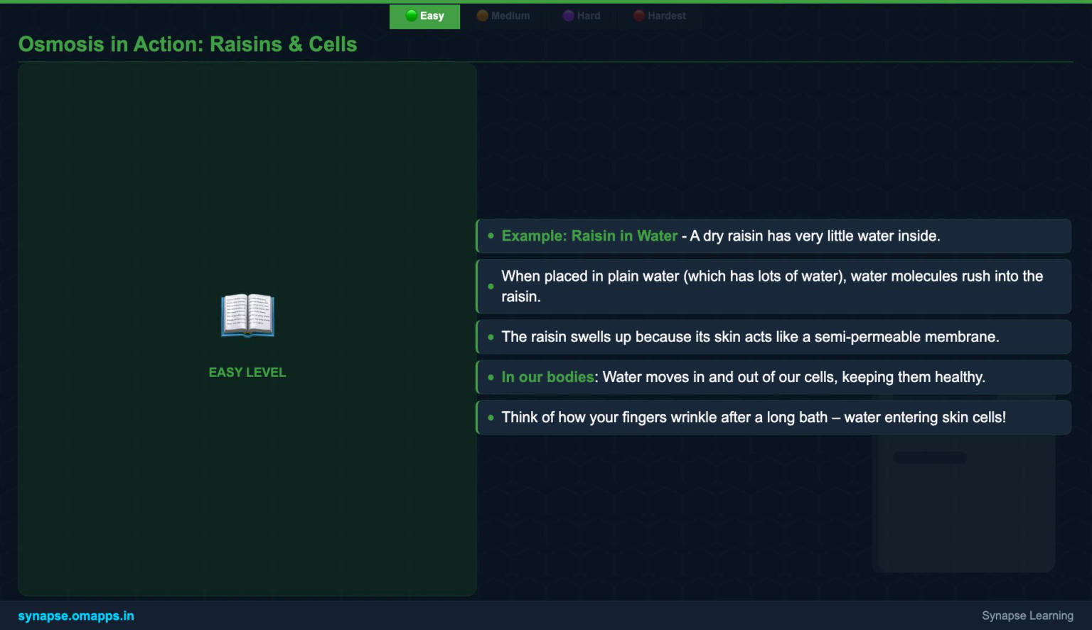Similarly, when you take a long bath, your fingers and toes might get wrinkly because water from the bath enters your skin cells through osmosis.